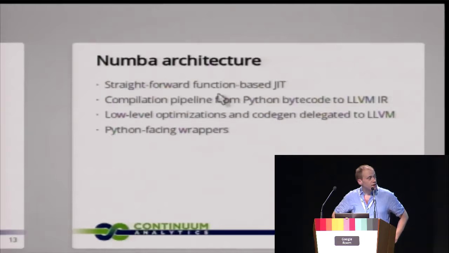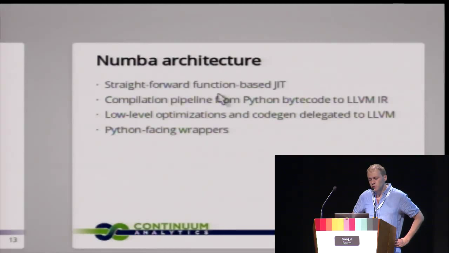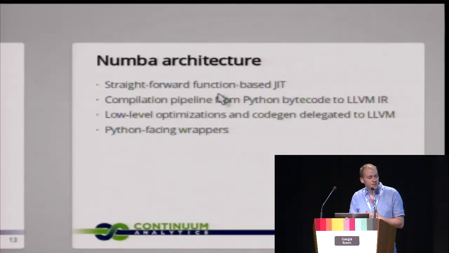LLVM IR is LLVM's internal representation. Let's say it's a portable assembly, and it allows you to specify a lot of things. The difference with C, for example, is that you can specify some behaviors in a very granular way. For example, you can specify if signed overflow on integers is well-defined or undefined. If you have undefined behavior on signed integer overflow, then it allows LLVM to do further optimizations.